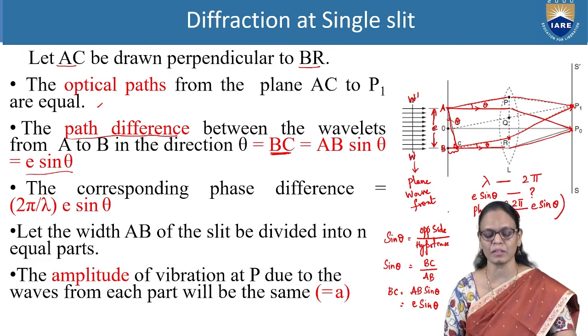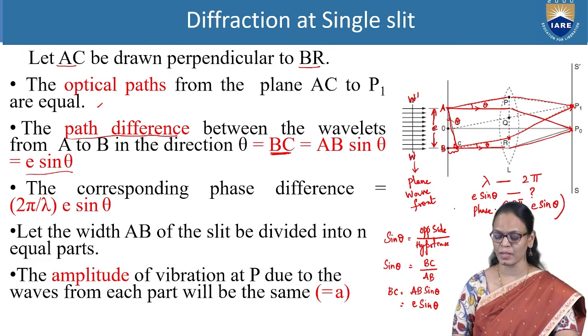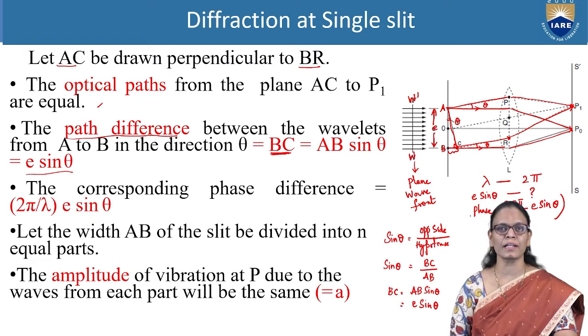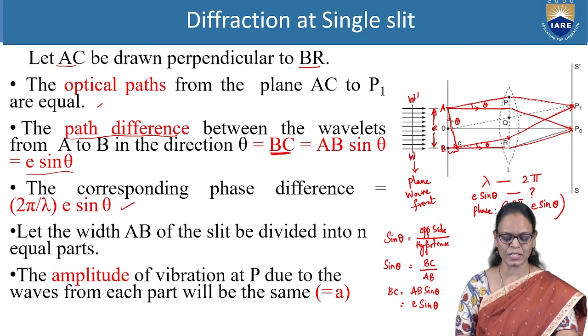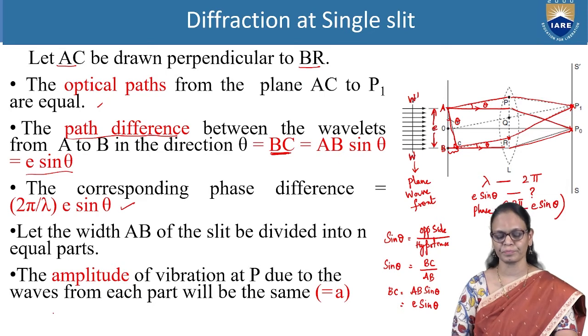We are calculating the path difference and phase difference because, depending upon these conditions, we will know whether it is constructive interference or destructive interference. If it is constructive interference, we get a bright band. And if it is destructive, we get a dark band. So now we have calculated the phase difference, that is 2 pi by lambda into e sine theta.